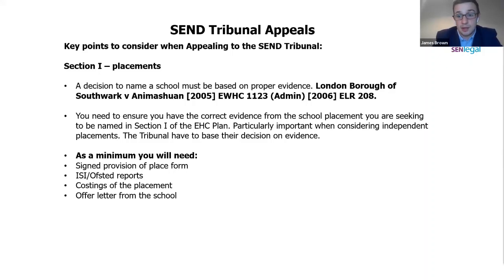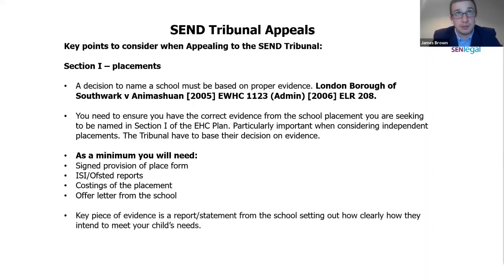What you will also need to give yourselves the best chance of being successful, and this is often missing from parental appeals with Section I placements, is a report or a statement from the school setting out clearly how they intend to meet your child's needs. And that includes looking at what provision they are going to put in place, so what the peer group might be, what the qualifications of staff members are going to be, do they have specialism, what specialism is that, what are the class sizes, how is the therapy going to be delivered on site, for example, what therapy is delivered as part of the package.